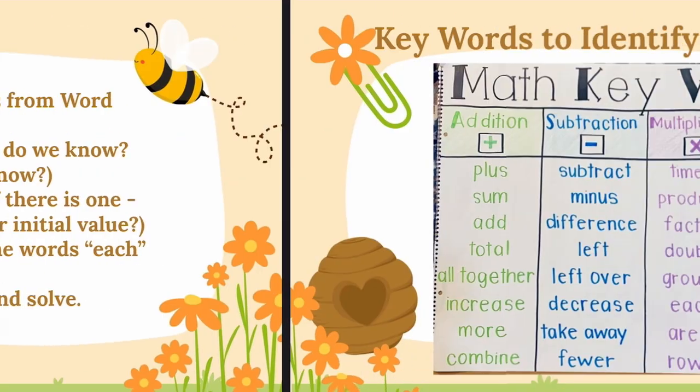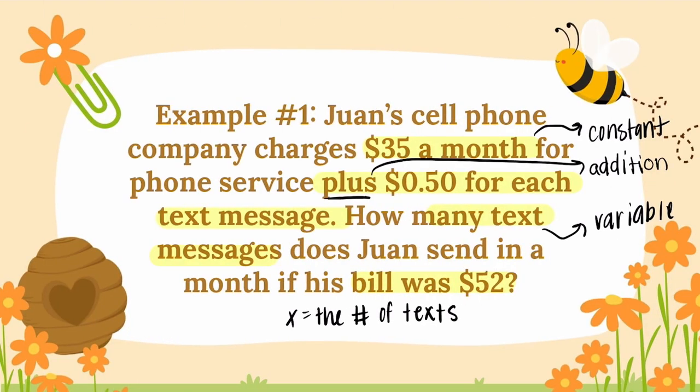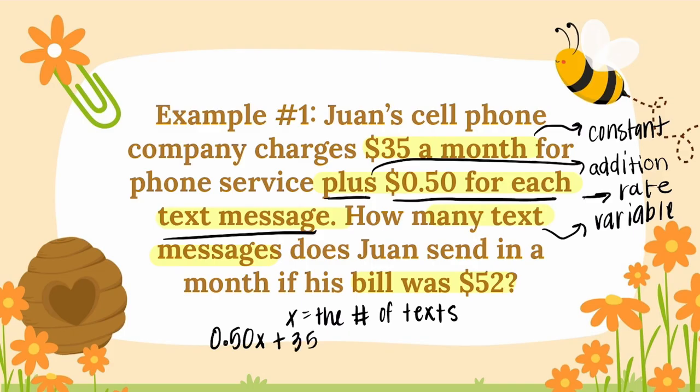So then we need to figure out what is the rate. So the rate here is that it's 50 cents for each text message. You can see here that the word each signifies to me that this is going to be the rate. So now I'm going to do 50 cents, so 0.50 times X plus 35, because 0.50 times X will give me the cost of each text message. And that's going to be equal to the total cost of the bill. So the total cost of the bill was $52.